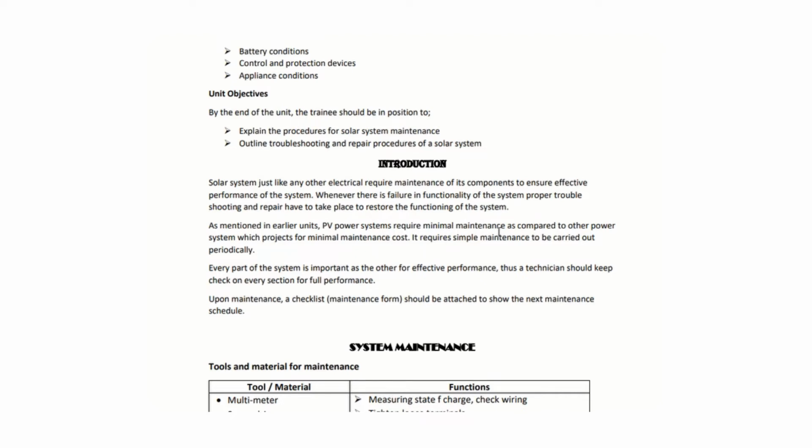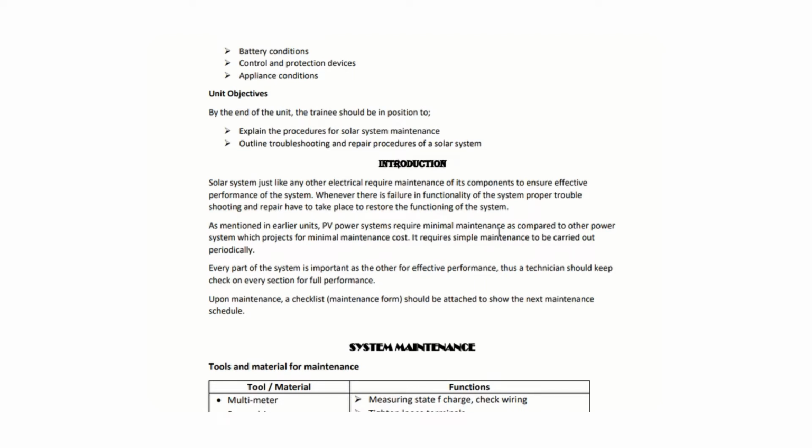So it's not like other electrical systems where we have rotating parts, because when you have rotating parts, that calls for day-to-day or periodic maintenance of the system, which needs to be done frequently. But because solar systems lack rotating parts, that's why they have minimal maintenance. And every part of the solar system is as important as the other parts for effective performance. Thus, a technician should keep check on every section for full performance.